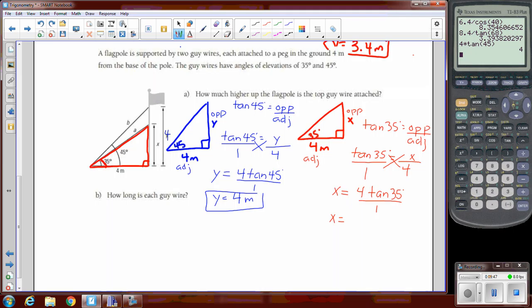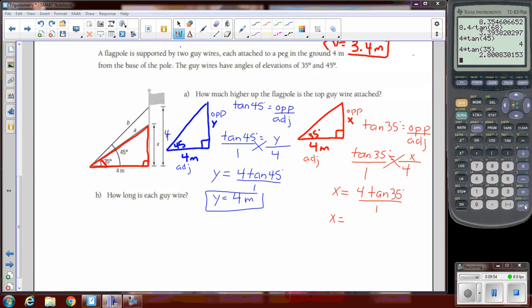And we can do that in our calculator. So 4 multiplied by the tan of 35 degrees, dividing by 1 won't make a difference. So we get 2.8 meters. So I've got the x and the y.